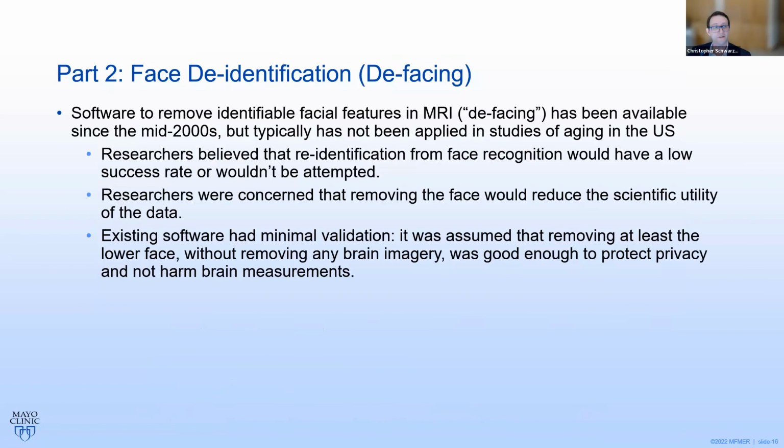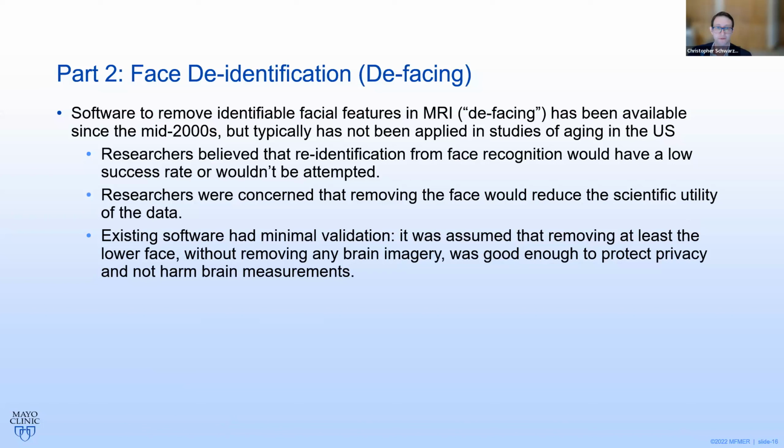Okay, so what do we want to do about it? Defacing, as you might guess. Software to remove identifiable facial features in MRI, aka defacing, has been available since about the mid-2000s, but mostly was not applied in studies of aging in the US for a few reasons. People thought that re-identification would have a low success rate or nobody would do it.